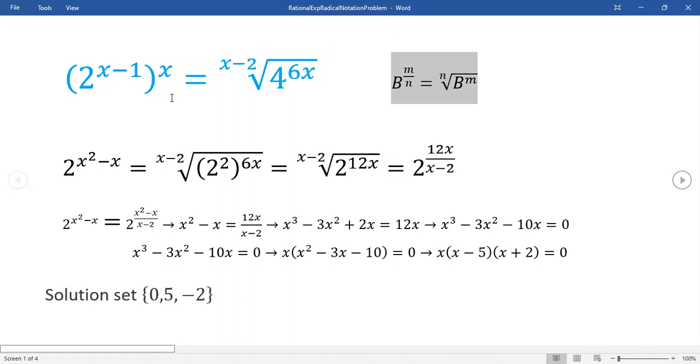Now, the very first property, I didn't write this property down, but when you have an exponential raised to an exponential, like right here, you have a base with an exponent of x minus 1 on the interior, and then you have a power on the outside, also power or exponent, synonymous terms, you can multiply the two together. So right here, that's what happened. We multiplied x times x minus 1 to get this expression right here.